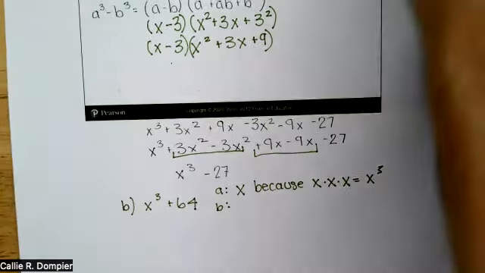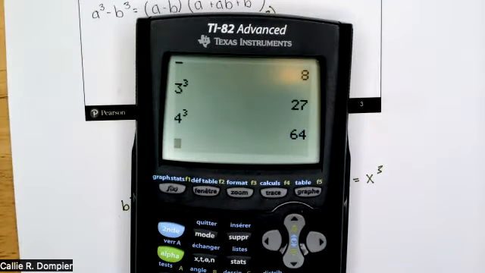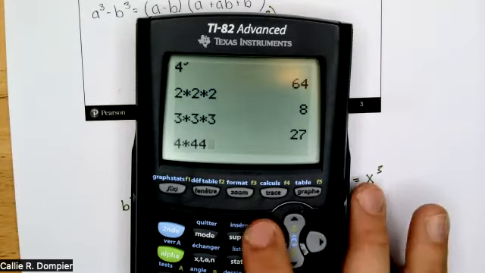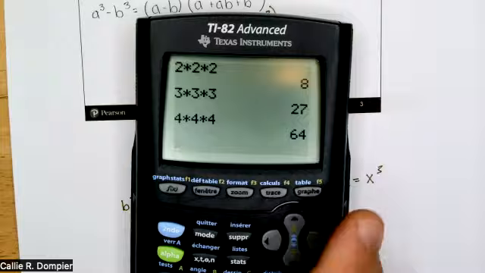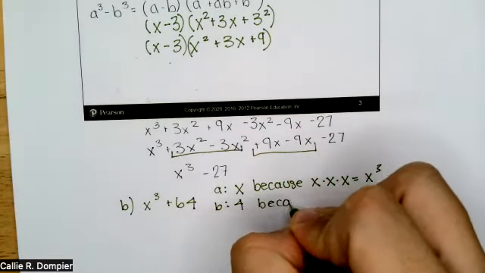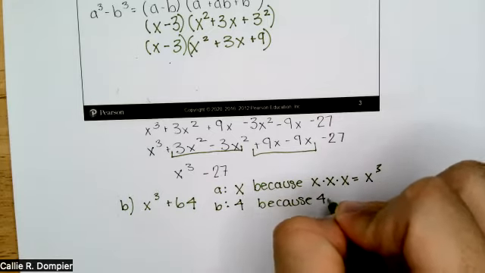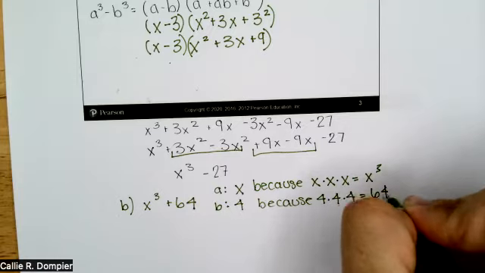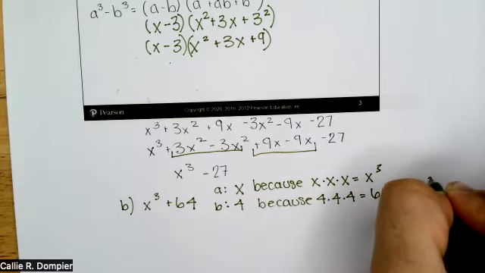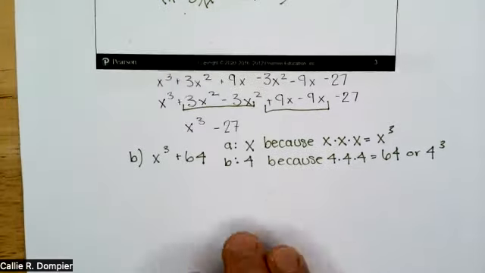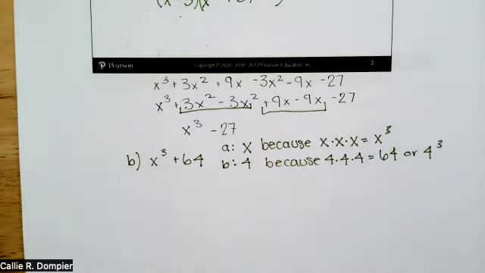B is going to be, what do you think? It's not 2, right? It's not 3. It's 4, because 4 to the third is 64, right? So A is x, B is 4.